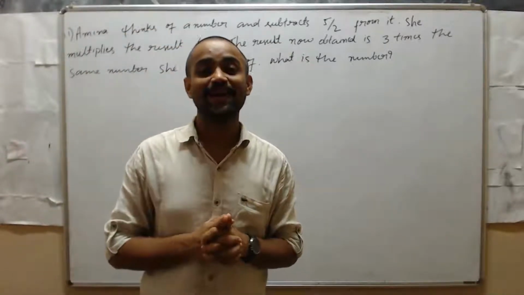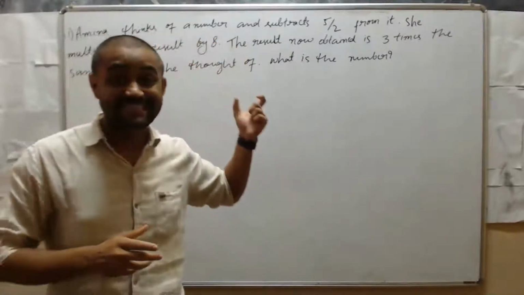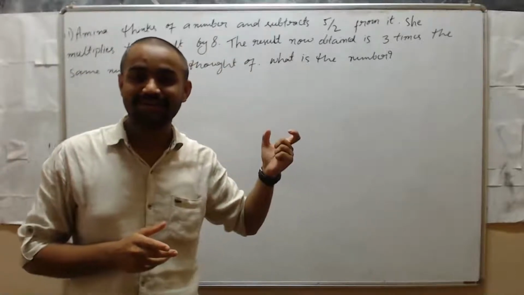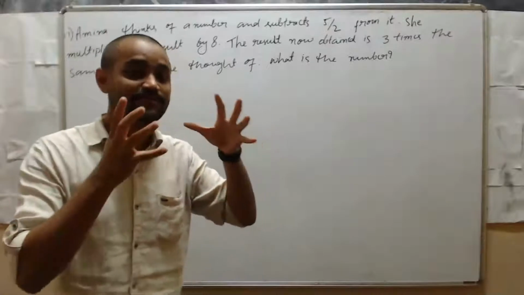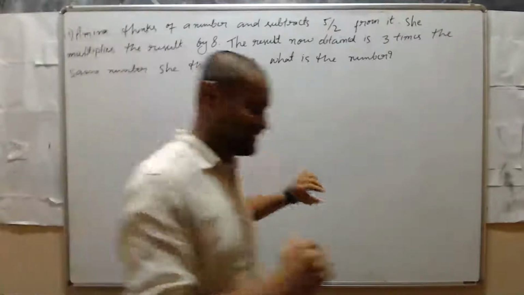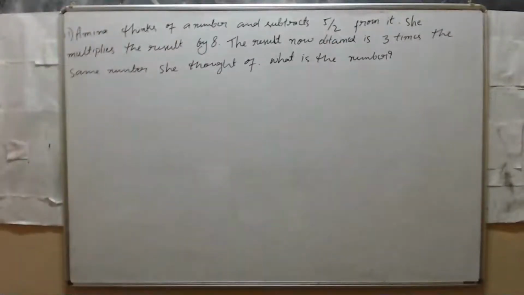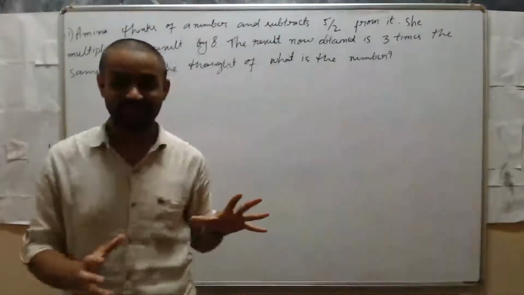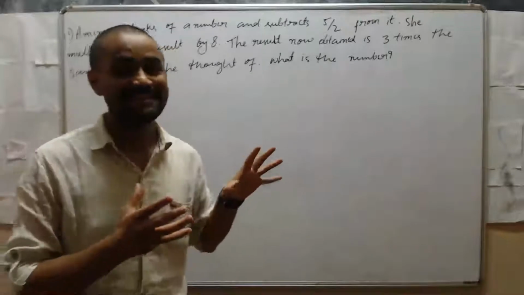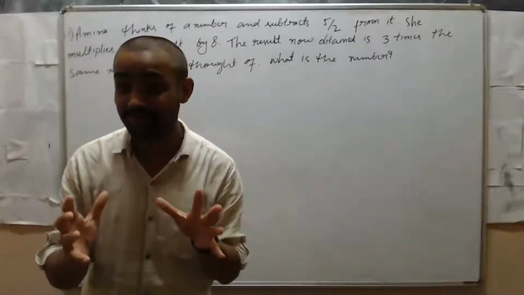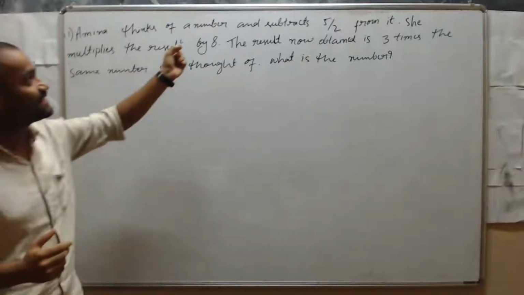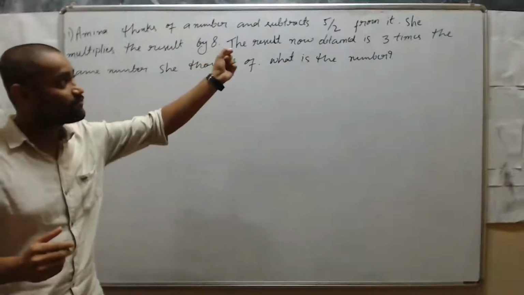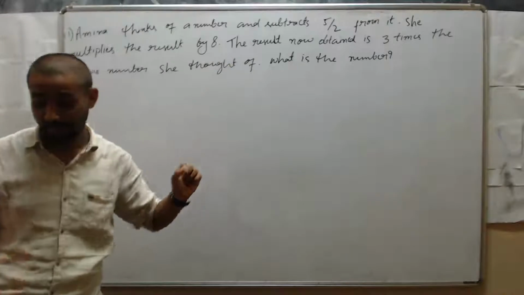In this video, exercise number 2.4, that is linear equation in one variable. Let's solve some problems on this exercise. First problem we have: Amina thinks of a number and subtracts 5 by 2 from it.